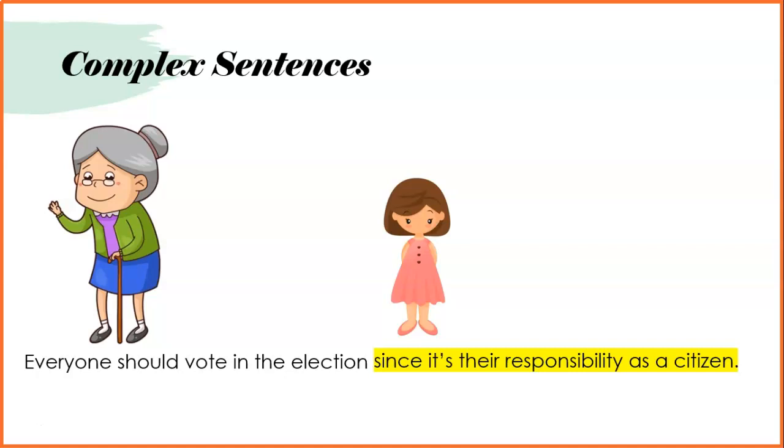The little girl is dependent because she's dependent on an adult to help her. She can't live or stand all by herself. So my dependent clause is since it's their responsibility as a citizen. If I took everything else away in the sentence and all I said was since it's their responsibility as a citizen, that wouldn't make sense by itself. So that's dependent.